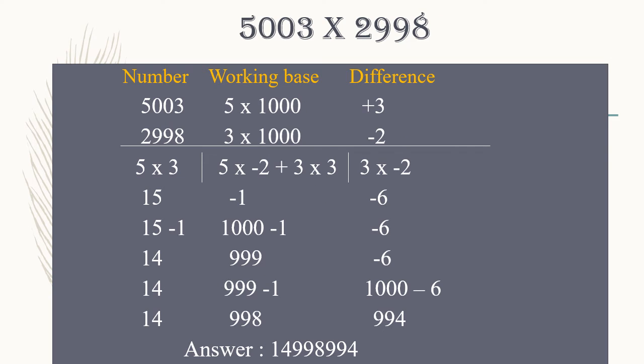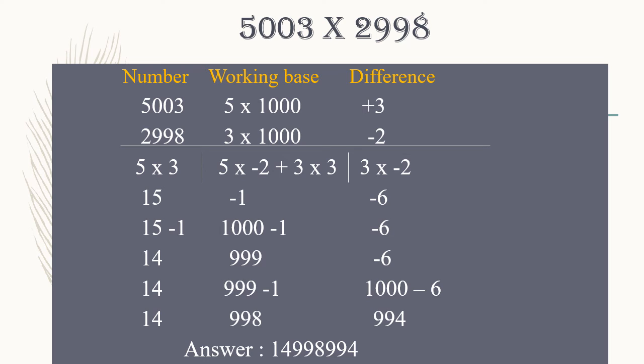Now one more example, 5003 multiplied by 2998. Both the numbers have 4 digits. For 5003 we are taking the working base as 5000, and for 2998 we are taking the working base as 3000. The factor for 5003 would be 5, and for 2998 the factor would be 3. So for the working base, we write 5 into 1000, and for 2998, we write 3 into 1000. Now we have to find the difference.